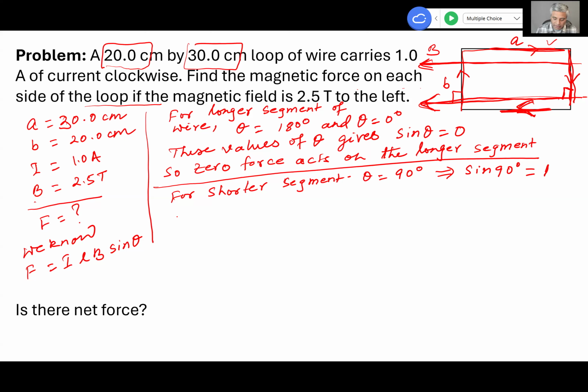So that means F is going to be I L B, simply that. We know all three values. The value is going to be the same on the left side and the right side, but the direction is going to be opposite, because in this segment of the wire the current is coming down, and on this side the current is going up. So the force is going to be in the opposite direction there.